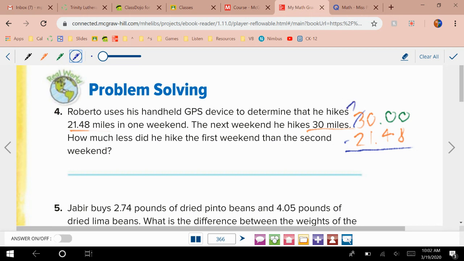So that 3 becomes a 2, and that makes us a 10. Still need to keep borrowing, right? So we're going to change that to a 9. This becomes a 10. Still need to keep borrowing, so change that to a 9. This becomes a 10. All right, so 10 minus 8 is 2. 9 minus 4 is 5. Our decimal. 9 minus 1 is 8, and 2 minus 2 is 0. So how much less did he hike? 8 and 52 hundredths of a mile.